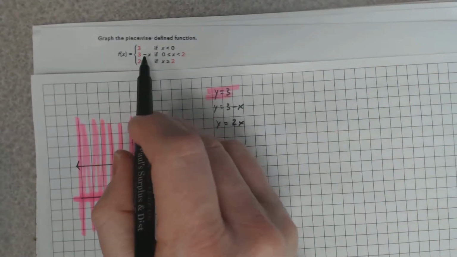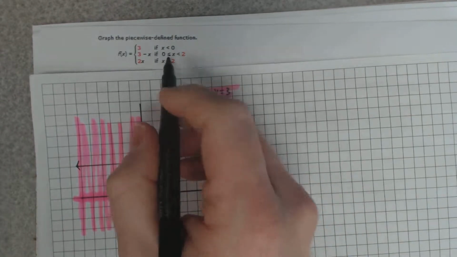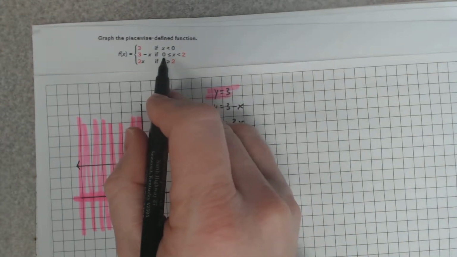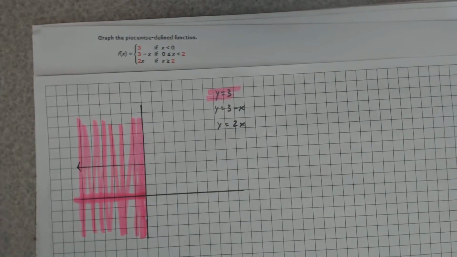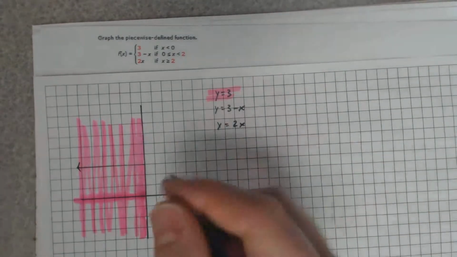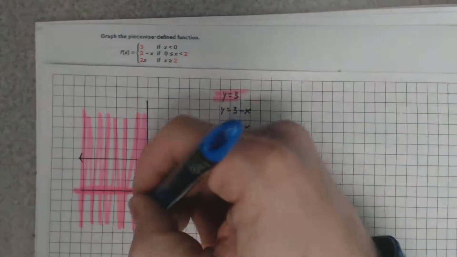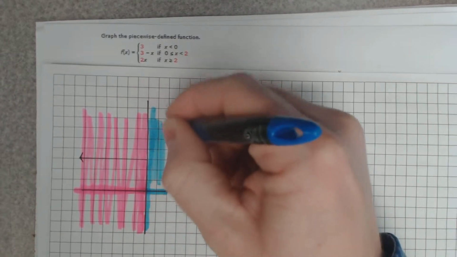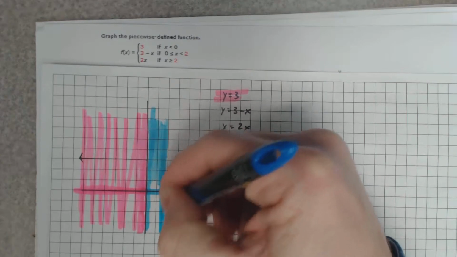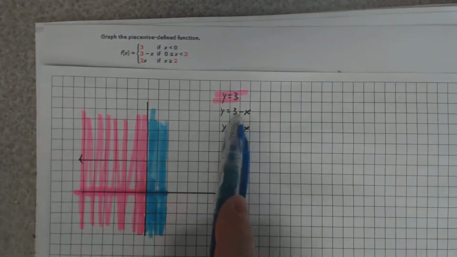And now you want to graph y equals 3 minus x, where the x value is less than 2, but also greater than or equal to 0. So basically between 0 and 2. So where does 0 and 2 live? 0 and 2, that was 0, 1, 2. So this area here and that spot right there, you're going to get this graph.